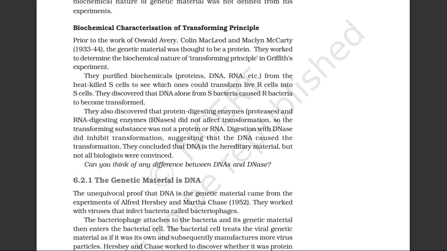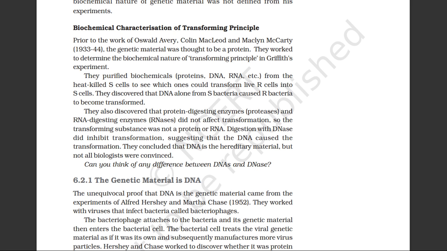They also discovered that protein-digesting enzymes, proteases, and RNA-digesting enzymes, RNases, did not affect transformation, so the transforming substance was not a protein or RNA. Digestion with DNase did inhibit transformation, suggesting that the DNA caused transformation. They concluded that DNA is the hereditary material, but not all biologists were convinced. Can you think of any difference between DNase and DNA?